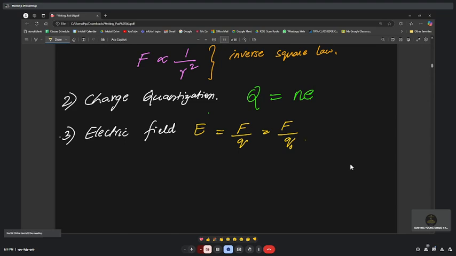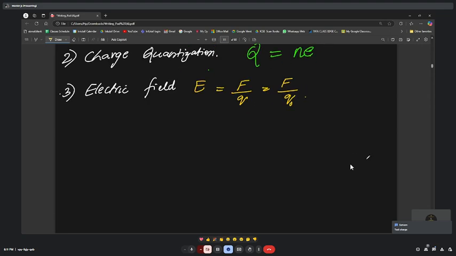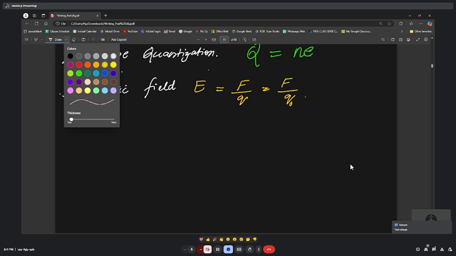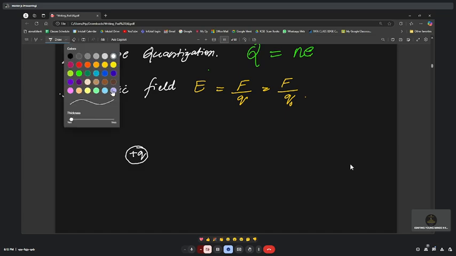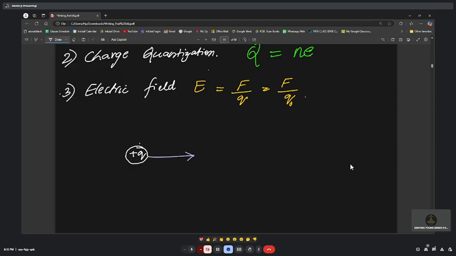The amount of force that is going to act per unit charge at a particular point, then you say that there is an electric field existing at that particular point. Electric field orientation, let us see here. When I take a small positive charge, how is the electric field surrounding this positive charge going to look? Around the positive charge, the electric field will be radially outward.